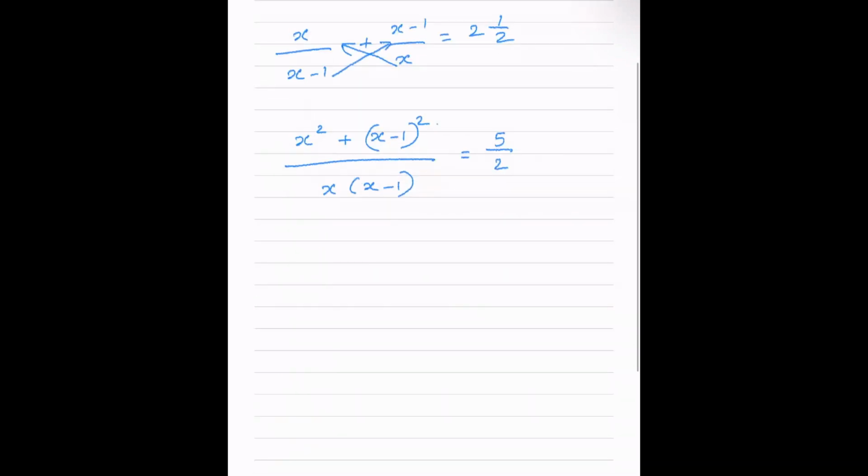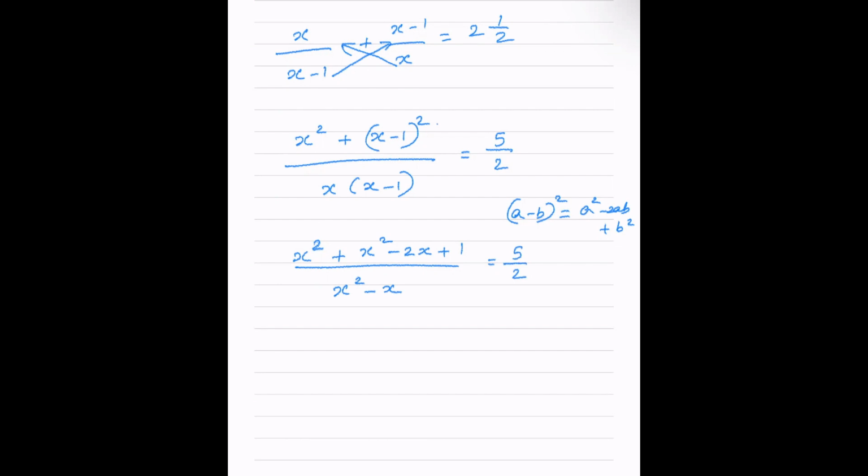Expand x minus 1 the whole square. So what do you get here? x square plus this, a minus b the whole square. What is that identity? The a minus b whole square identity is a square minus 2ab plus b square, right? That's the identity that you are going to use for x minus 1 the whole square. So x square minus 2x plus 1 divided by x into x minus 1, I can actually write it as x square minus x is equal to 5 by 2.